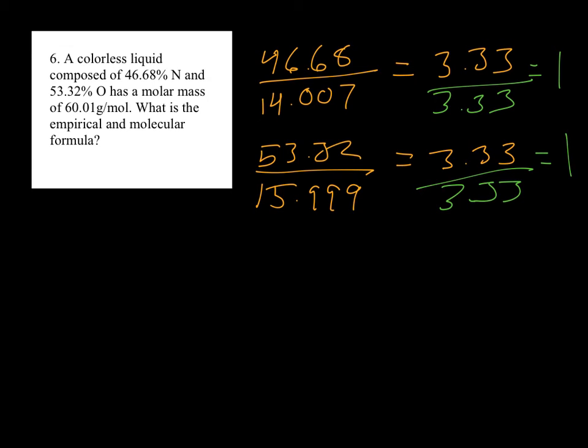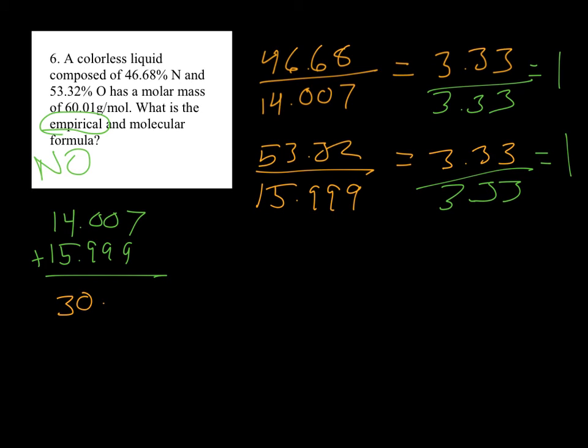So that means the subscripts in my empirical formula are N1O1. So it's just NO. So the mass of my empirical formula is simply the mass of nitrogen plus the mass of oxygen. Simply add those two together, and that gives you a mass of 30.006. So that's the mass of my empirical formula.